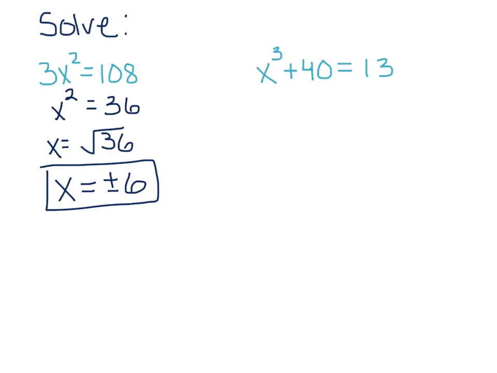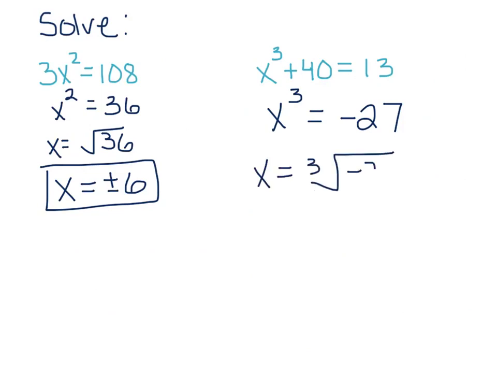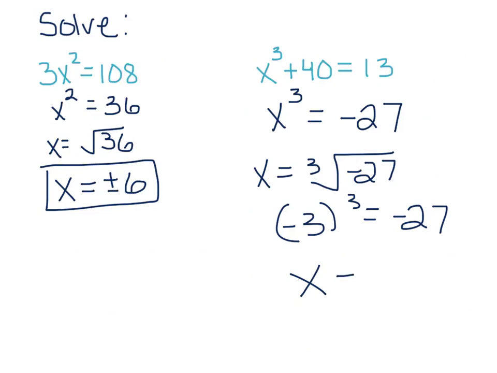Alright, the next one, x cubed plus 40 equals 13. First thing we have to do is subtract 40 from both sides. 13 minus 40 is negative 27. So now we want to take the cube root of negative 27, and that is allowed. You can do that with odd roots, because negative 3 to the 3rd power is negative 27, but not positive 3 to the 3rd power, so x is negative 3 only.